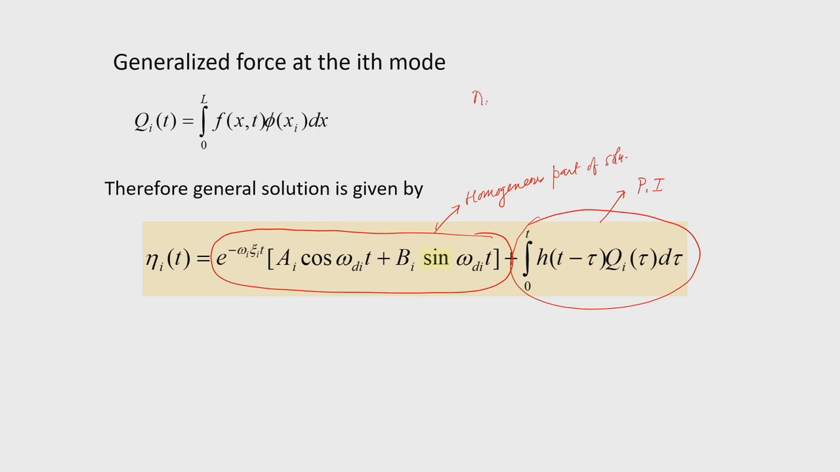So the differential equation that we get is eta i double dot t plus 2 xi i omega i eta i dot t plus omega i square eta i t equal to q i t. You can see it is a non-homogeneous second order ordinary differential equation. So by the theory of differential equations, we get the general solution as the sum of the homogeneous part and the particular integral. Now for any arbitrary forcing function f x t, we write the particular integral using the Duhamel's or convolution integral, as the integration 0 to t of h t minus tau q i tau d tau, where h t is the impulse response function.